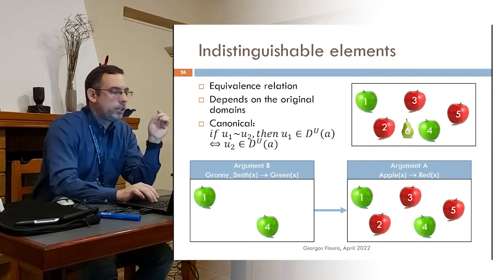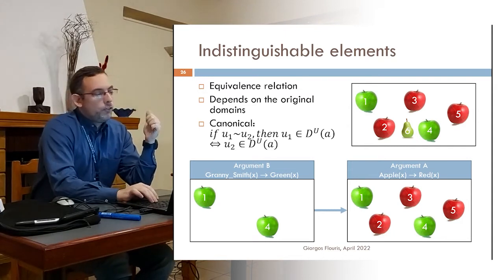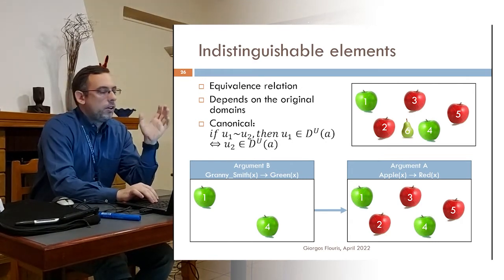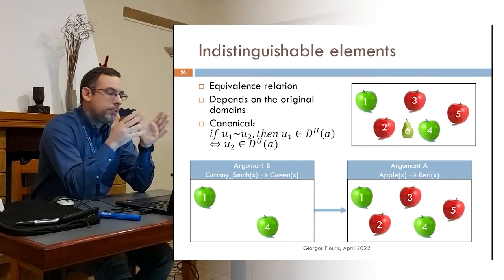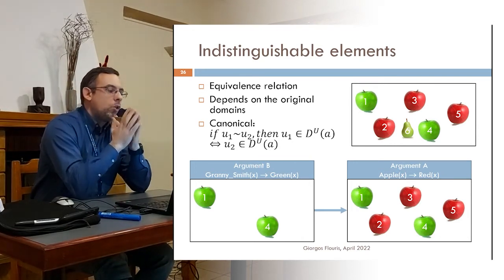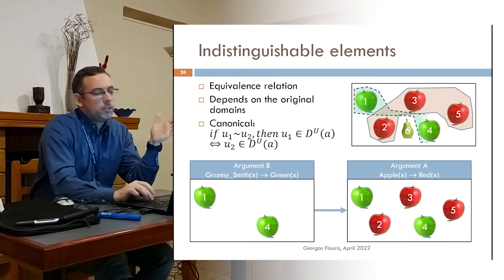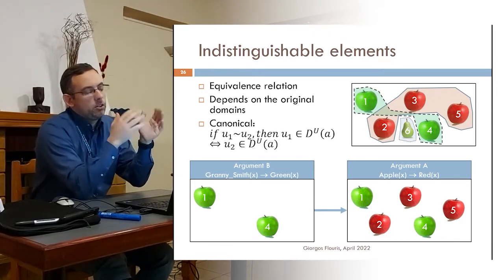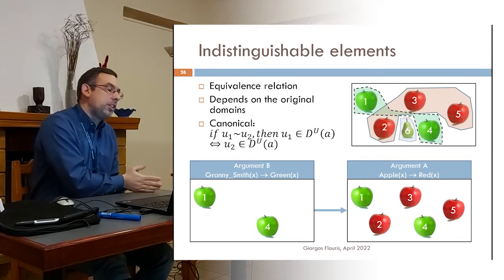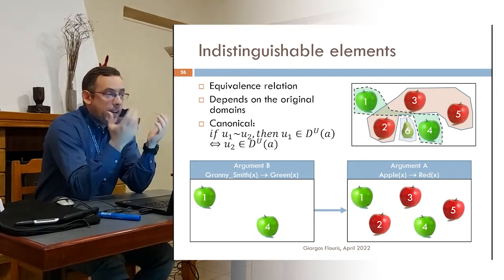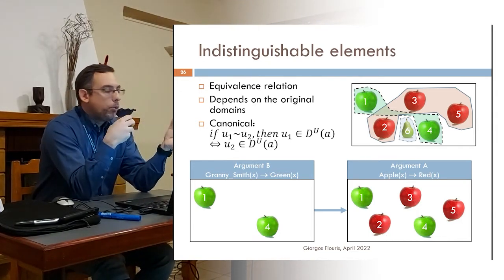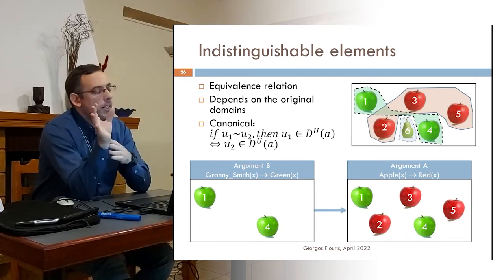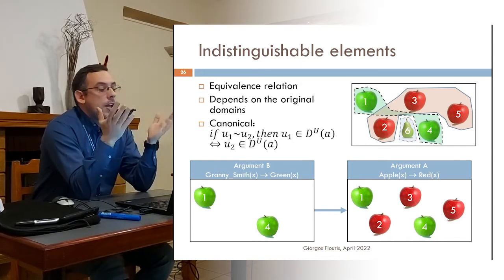So the idea of canonical extensions is based on the idea of indistinguishable elements. If you notice the domains of the arguments A and B, you will see that apple 1 and apple 4 always go together, and apples 2, 3, 5 always go together. So based on this, we can define an equivalence relation that partitions our universe into equivalence classes. In this case, one equivalence class is 1, 4, the other is 2, 3, 5, and the other one is 6 alone. And the idea here is that from the perspective of the modeler, for apple 1 and apple 4, we do not have any reason to treat them differently. They are always in the same arguments, they receive the same attacks, and so on and so forth.